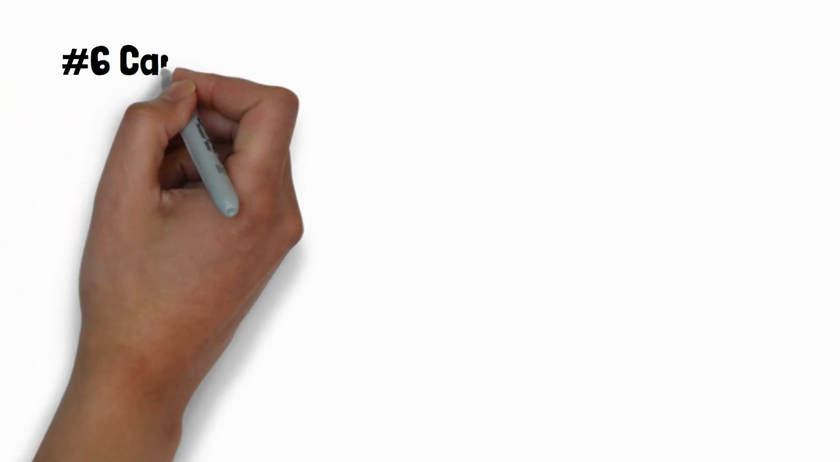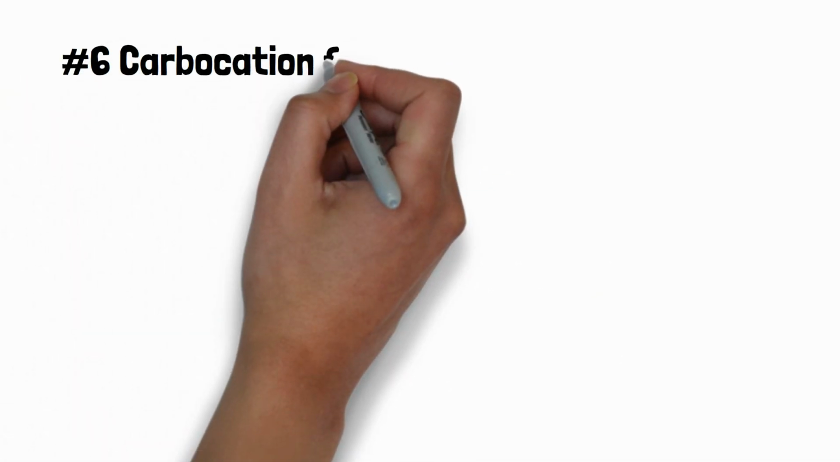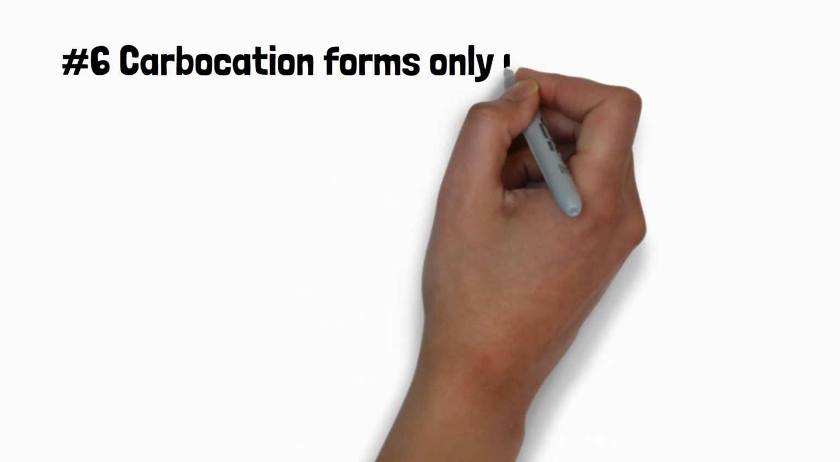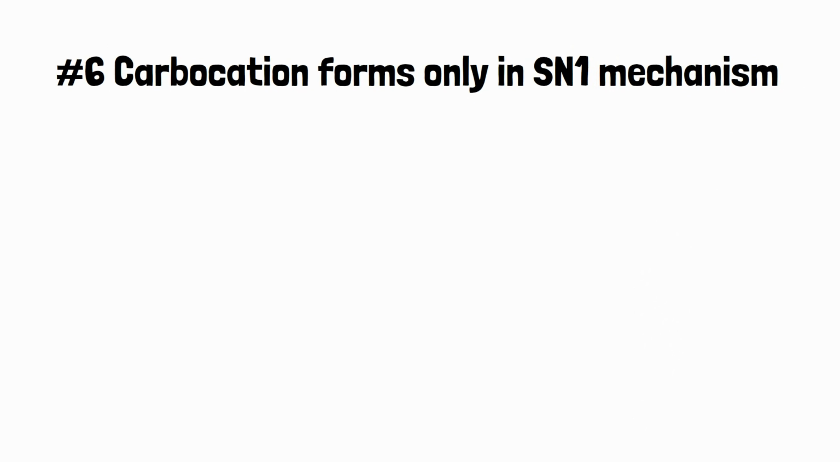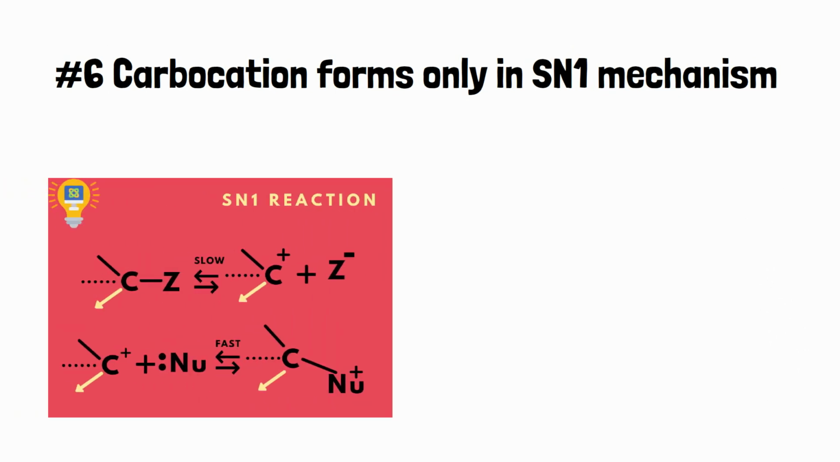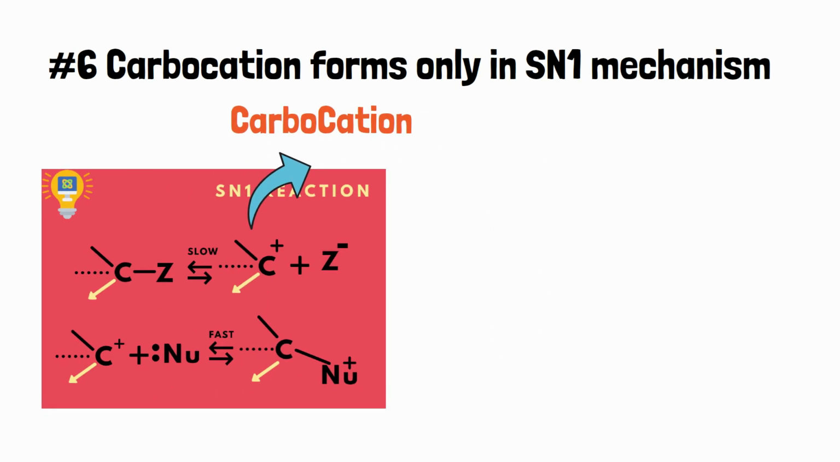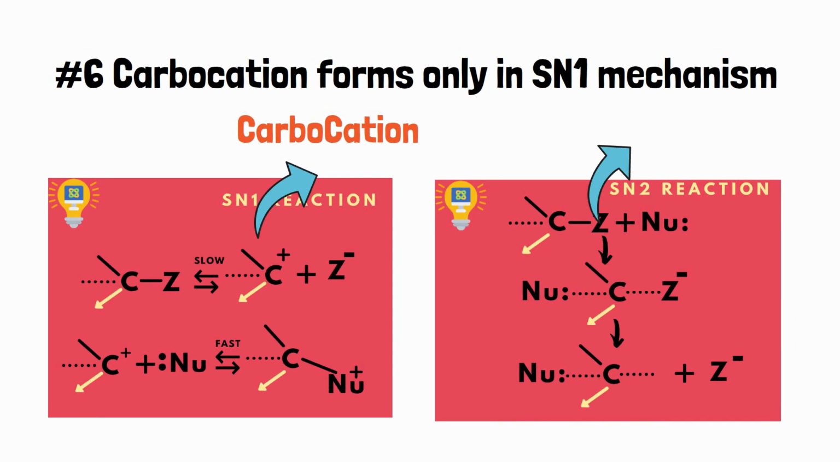Number 6, carbocation forms only in SN1 mechanism. It has been mentioned earlier that the first step involved in SN1 reaction is the step where a carbocation is formed, and that carbocation is attacked by a nucleophile in the second step. There is no such carbocation formation in case of SN2.